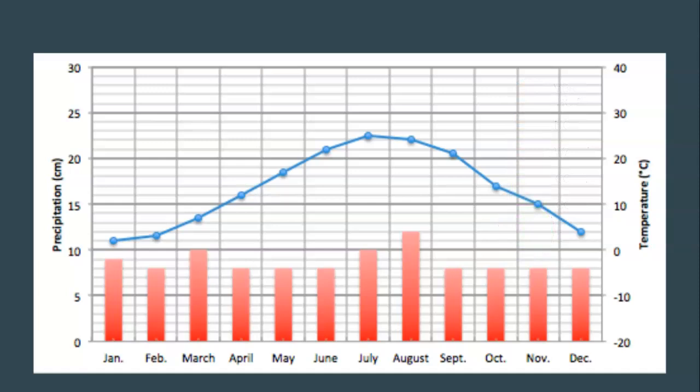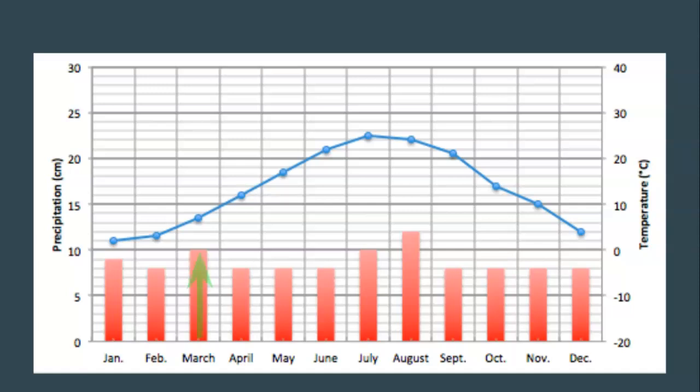Now, how do you know which one's which? Well, temperature changes over time while precipitation is measured and collected. So we use a line graph for temperature, and we use a bar graph for precipitation. So the bar graph shows you how much rain an area receives. Each bar represents how many centimeters of rain a location gets each month.